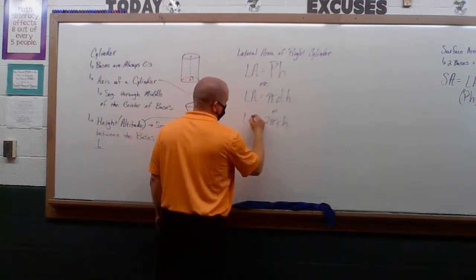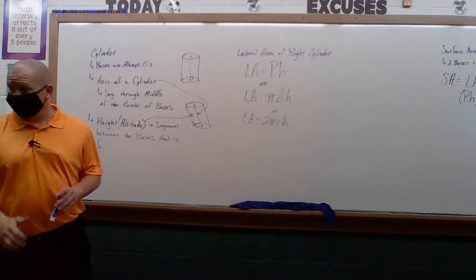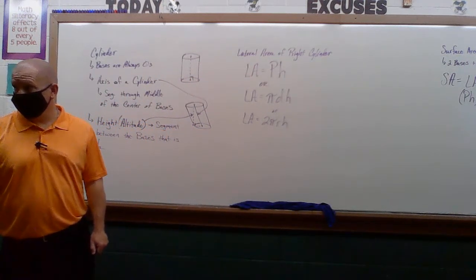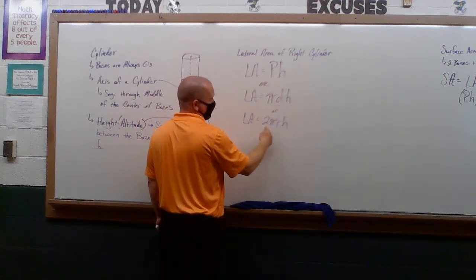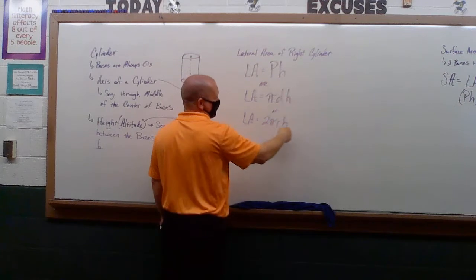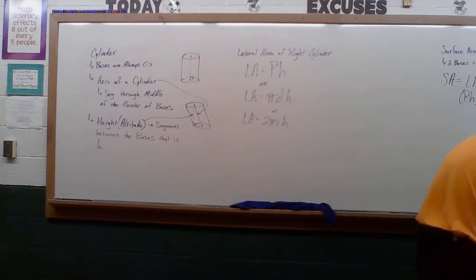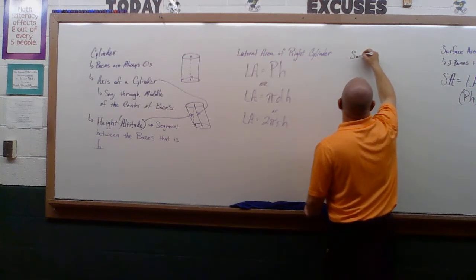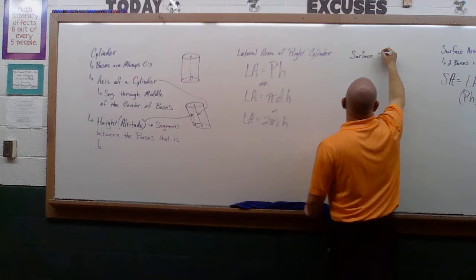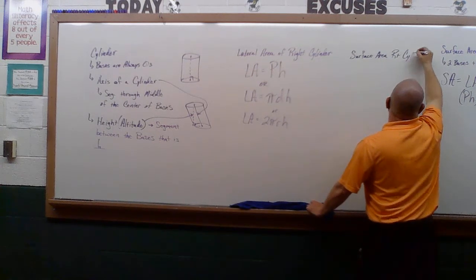So this is my lateral area. Everybody agree with that? Perimeter times the height, or the altitude. And then what's my other one? So then we could have the surface area of a right cylinder.